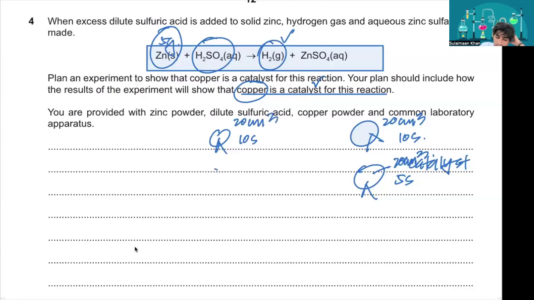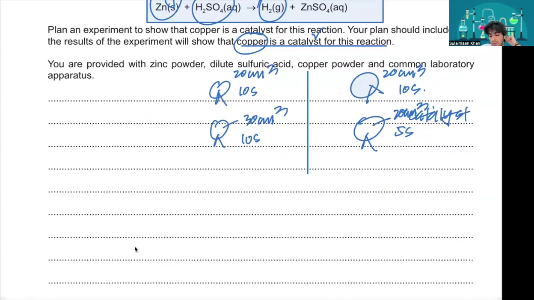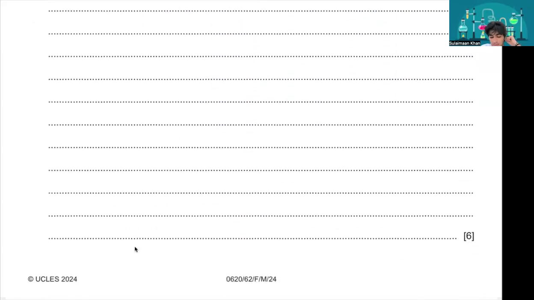Or maybe you could even say that in the first 10 seconds, you got 20 cm cube for the uncatalyzed reaction, and in the first 10 seconds you got 30 cm cube. So that's up to your conclusion how you want to look at it. Or you could measure the volume of gas being produced at equal time intervals, plot a graph, find the gradient, and the one that will have the higher concentration would have a higher gradient. So it's up to you how you view it.